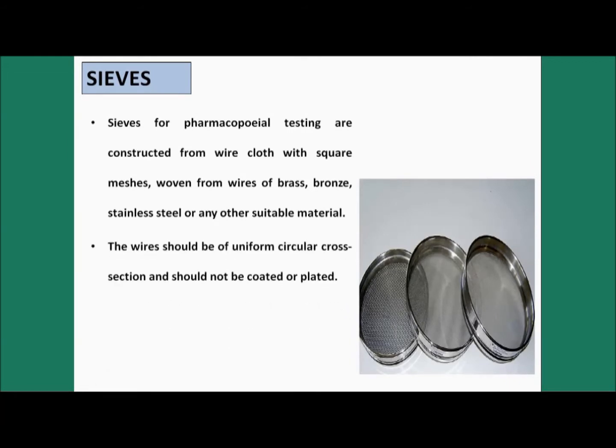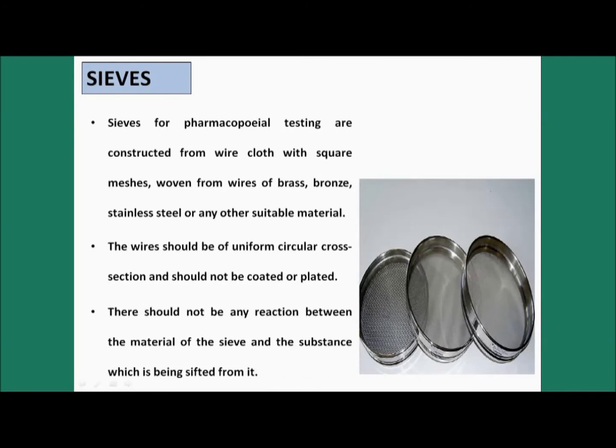The wires should be uniform. The wire which you are going to use for construction of the sieve should be of uniform circular cross section, and it should not be coated or plated. If it is coated or plated, then you may not get the uniform size. Now there should not be any reaction between the material of the sieve and the substance which is being sifted on the sieve. The material of the sieve should be inert in nature, right?